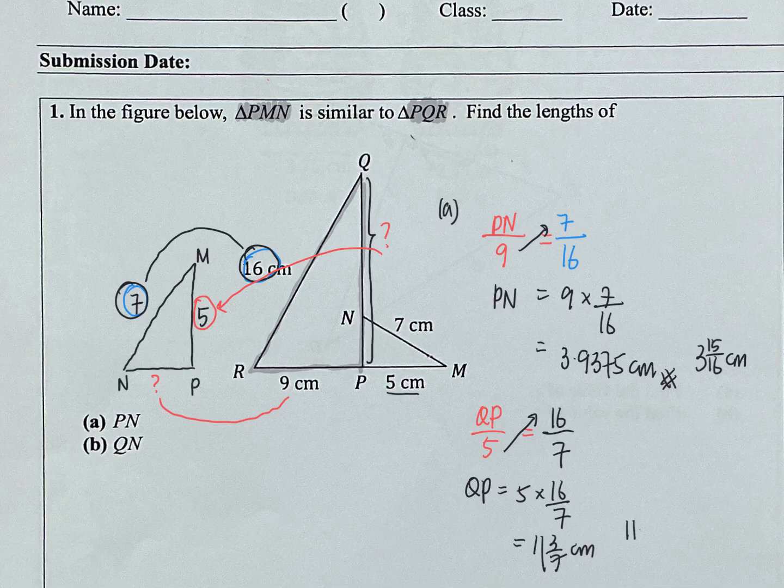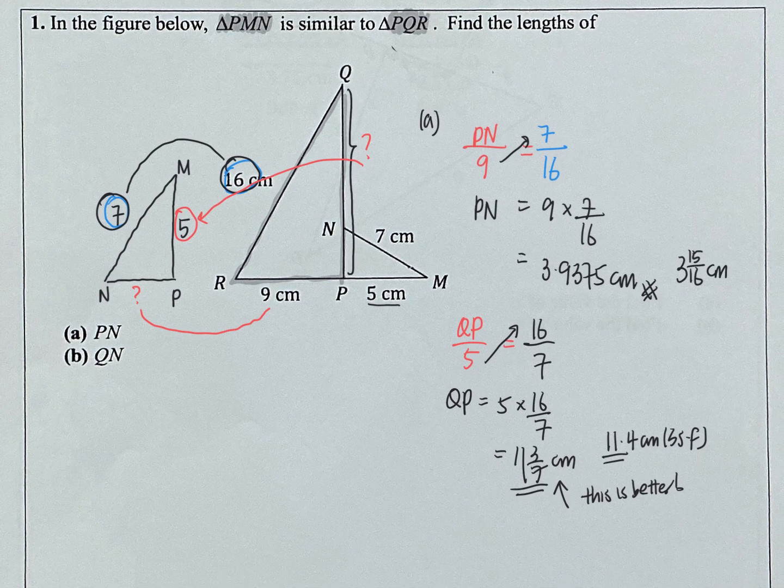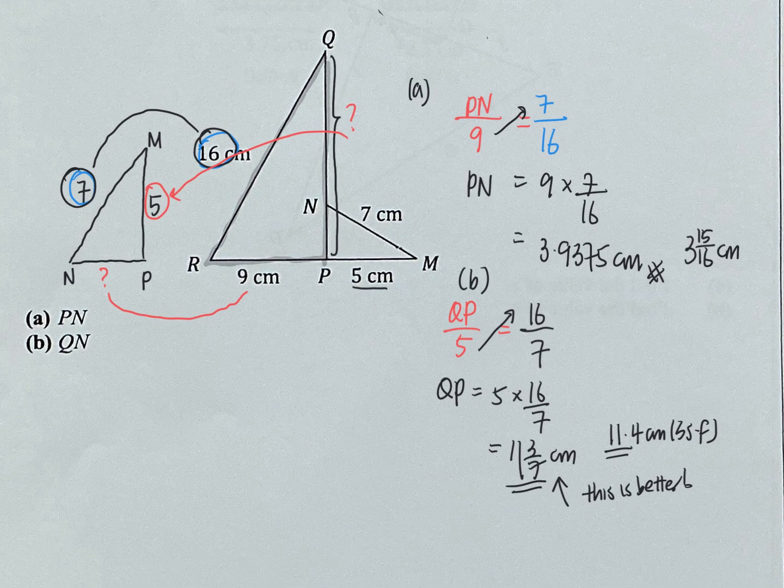Or you give me 11.4. This one is not an exact fraction. So if you leave it as a decimal, then you have to give me 3 SF. But this is better. This one is better. This is exact. Yes, part B. Okay, mark your work.